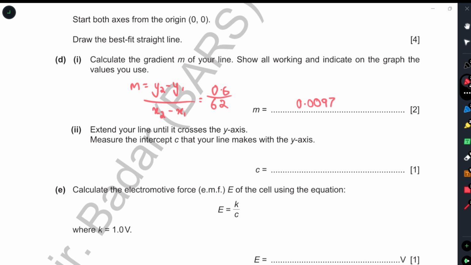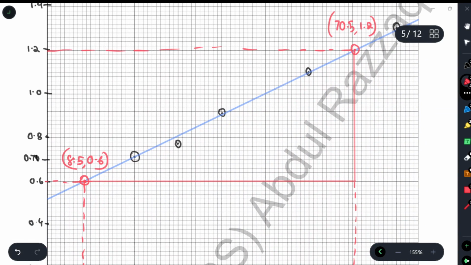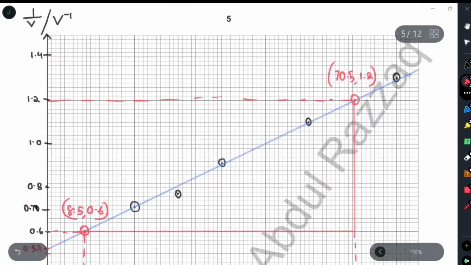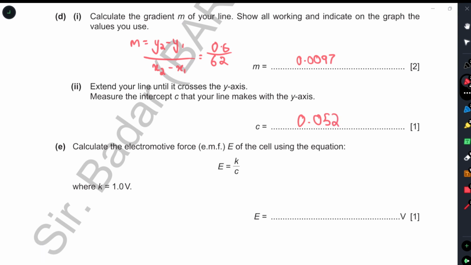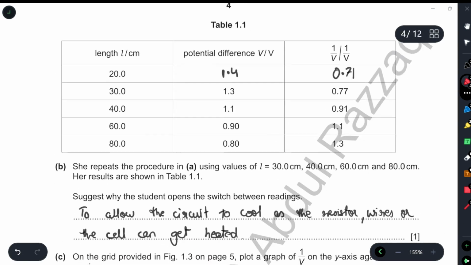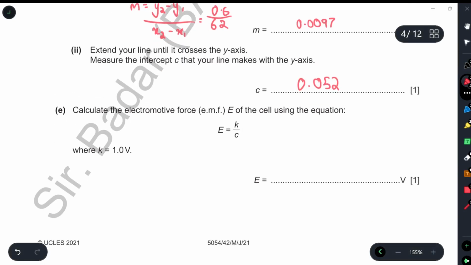Extend your line until it crosses the y-axis. We did that. Measure the intercept C that your line makes with the y-axis. That should be a fairly simple job. This right here is going to be 0.52. ठीक है, 0.5 ये fifth division पर आएगा. एक division 0.02 units है. So we can say that this right here is going to be 0.052. We don't know what it is yet, so we don't necessarily need to put down the unit. अच्छा, ऊपर आंसर ऑप्शंस अगर आप देखें तो तकरीबन सारे 2SF के ऊपर हैं. तो I'm cool writing my answers in 2SF as well.